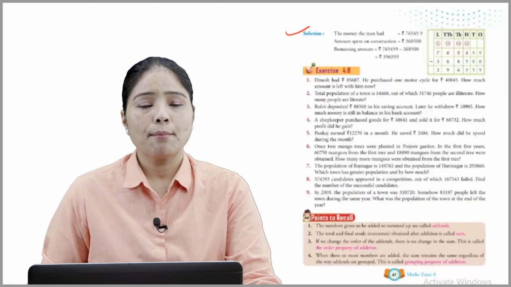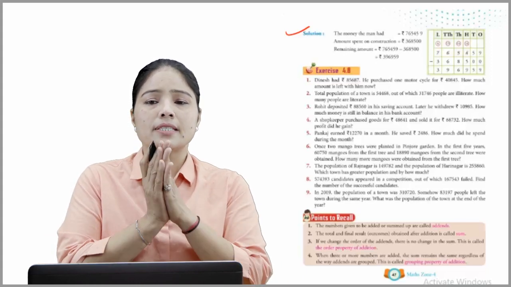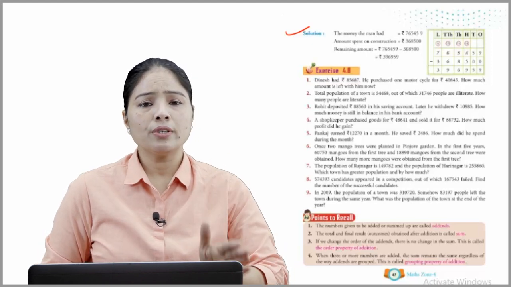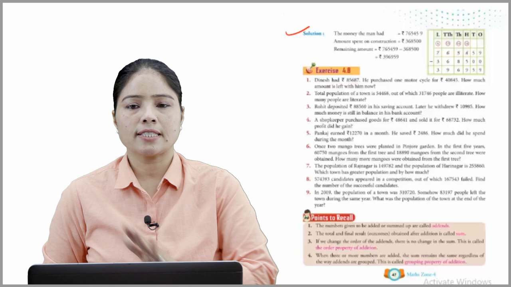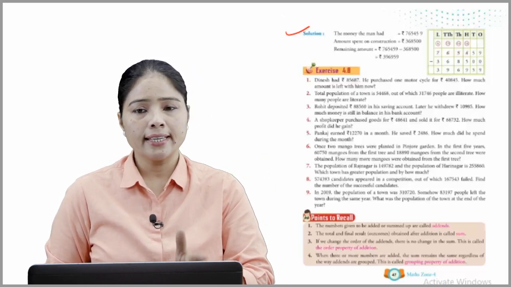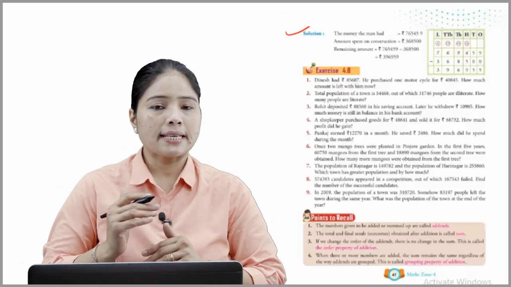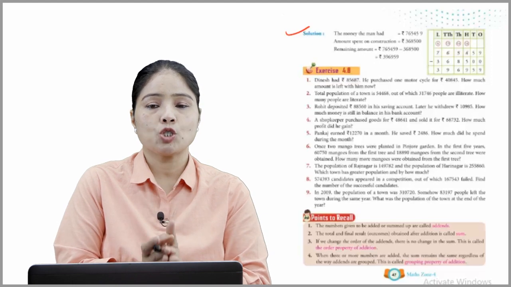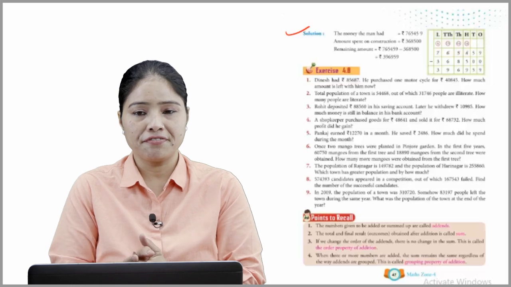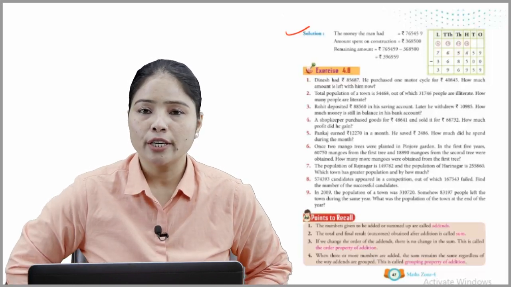The money the man had. आदमी के पास कितना पैसा है? 7,65,459. Okay. Amount spent on construction में उसने कितना पैसा खर्च कर दिया? 3,68,500. Okay. Remaining amount, तो उसके पास कितना बचा? उसके पास बचा बच्चों 3,96,959. It's simply subtraction sum. Okay, I hope you understood well.